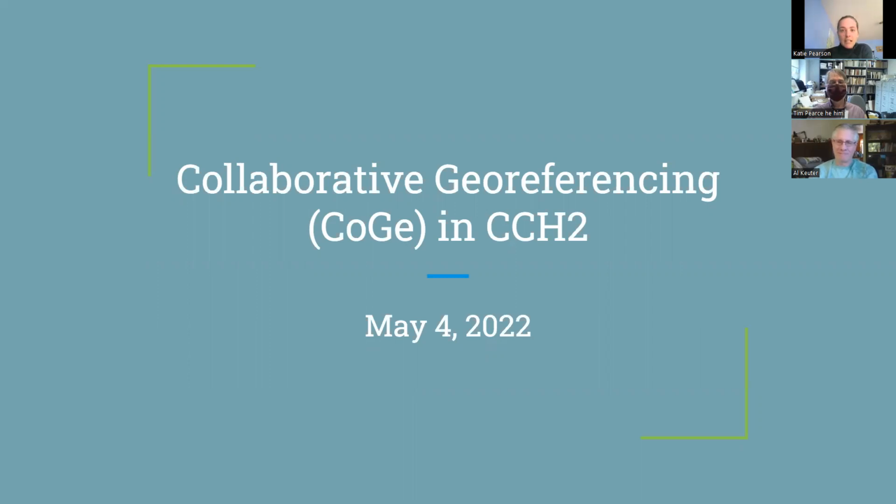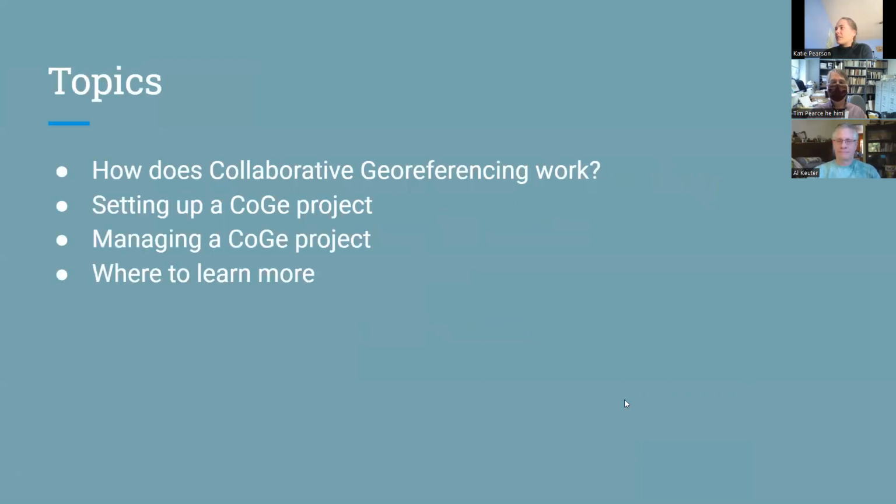Today we're talking about the collaborative georeferencing, or CoGe, module in CCH2. This is not specific to CCH2, as most things that we talk about during this data portal lunch break, and it can be activated in most other Symbiota portals. I'm going to talk about the premise of the collaborative georeferencing module, how it works, how one can set up and manage a CoGe project, and then I'll point you to some resources where you can learn more about doing this step by step.